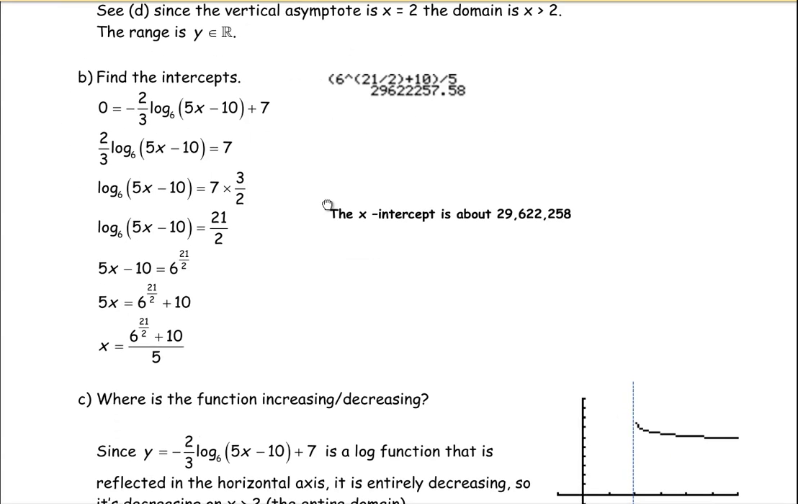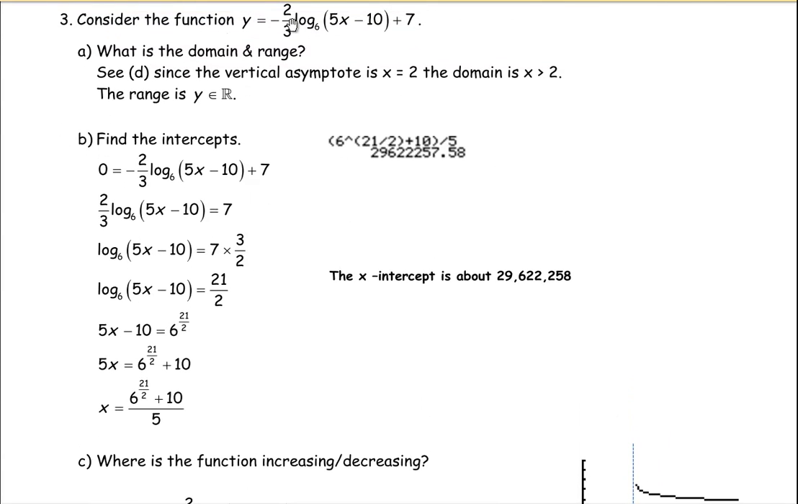To find the x-intercepts, we would set the function equal to 0. So notice I put 0 in place of y here. And so I want to solve to find what x is. So the first thing I'll do is take this term, the whole logarithmic term, over to the left. And so notice the 2/3 changes sign. And so I would next multiply both sides by 3/2 so that this divides out here, and I get rid of the 2/3. So notice I've done that on the right side here.